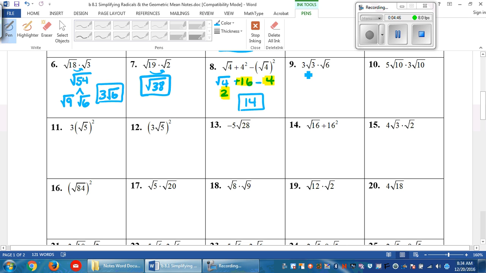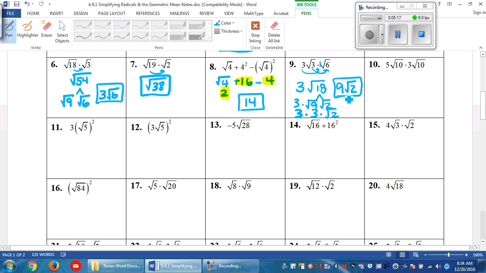Next one, number 9. Numbers with numbers. This number is a 1, so that's a 3 times 1. And then we get root 3 times root 6, which is root 18. Can't be done because what goes into root 18? 9 and 2. Bring down the 3. So we get 3 times root 2. Final answer, 9 root 2.